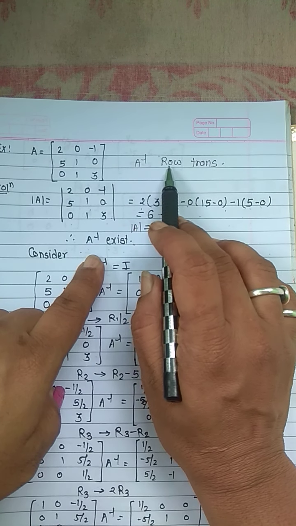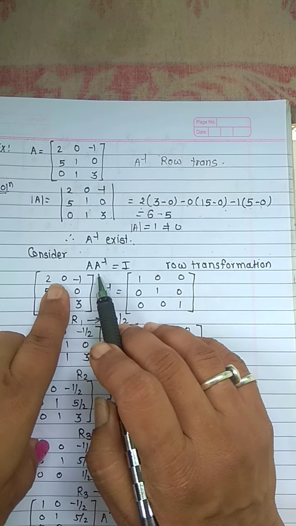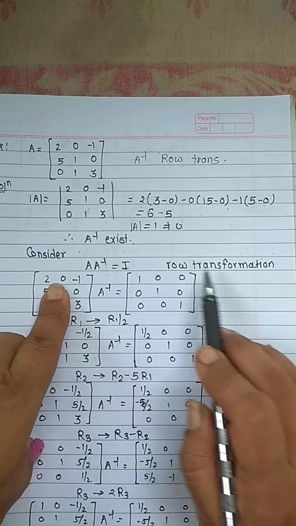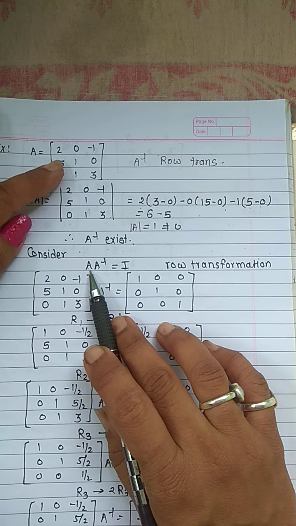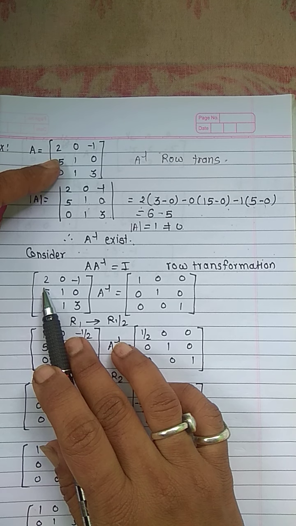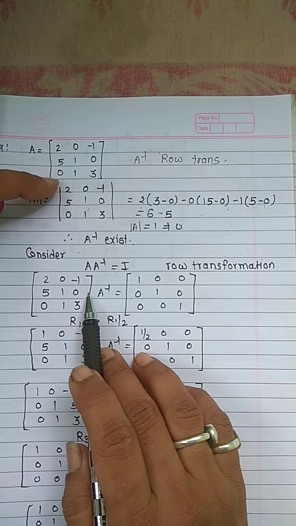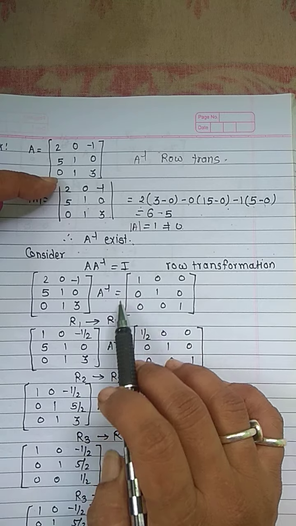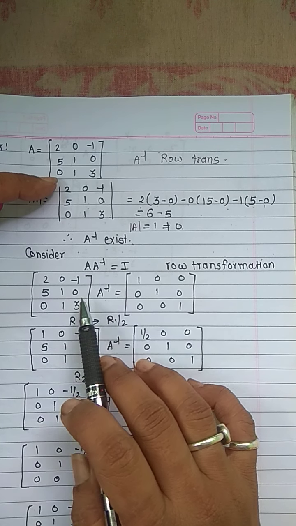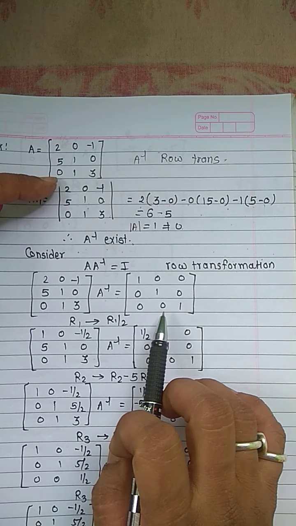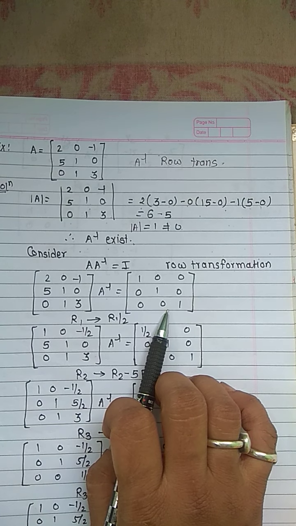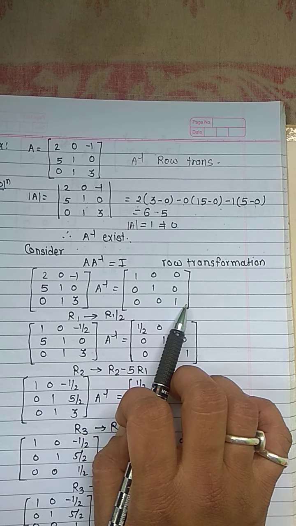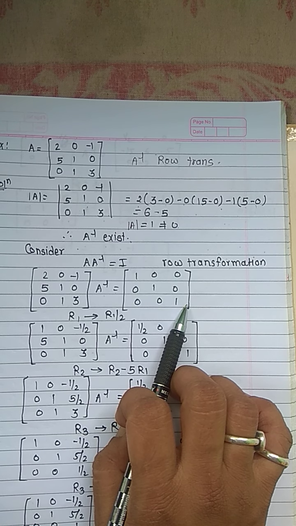To find A inverse by row transformation, we consider the equation by definition A into A inverse equal to I. Substitute the value of the A matrix: first row elements 2, 0, minus 1, second row elements 5, 1, 0, third row elements 0, 1, 3, into A inverse equal to, and substitute the identity matrix of order 3 because A is a matrix of order 3. We know that the identity matrix of order 3 is 1, 0, 0, 0, 1, 0, 0, 0, 1. In this way we use the elementary row transformation.